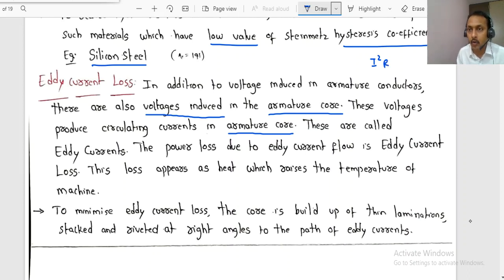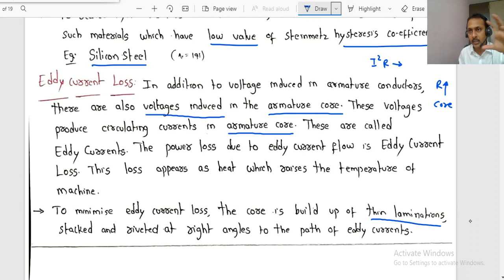Now, if you can increase the resistance of the core, if the overall resistance of the core material is increased, then it offers a high resistance path for the eddy currents to flow. Then you can minimize the eddy current losses. So one way to minimize the eddy current losses is, instead of using a solid thick block of armature core, that core is made up of thin laminated core.